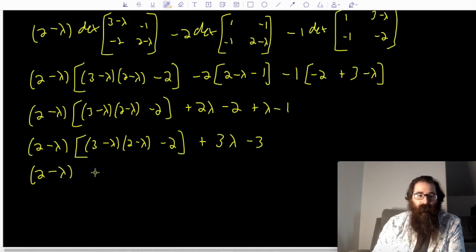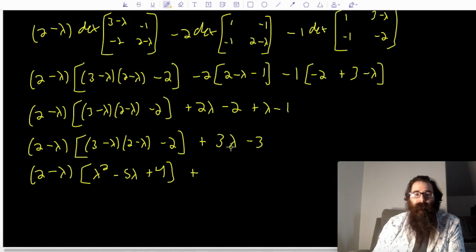2 minus lambda, and then in my brackets, negative lambda times negative lambda gives me positive lambda squared. I have negative 2 lambda, and minus 3 lambda is going to give me negative 5 lambda. 3 times 2 is going to give me 6, but don't forget about this minus 2 here. 6 minus 2 gives me plus 4. And then I have this plus 3 lambda minus 3, and I'm going to factor a 3 out. Leaves a lambda minus 1 behind. Now, this inside the brackets I can factor, so I'm not going to expand this further. I don't think that's wise.